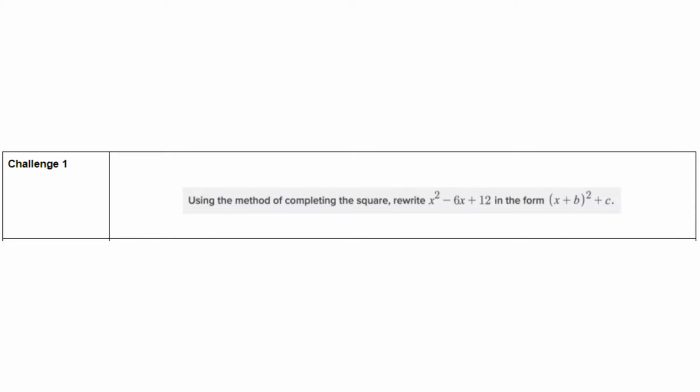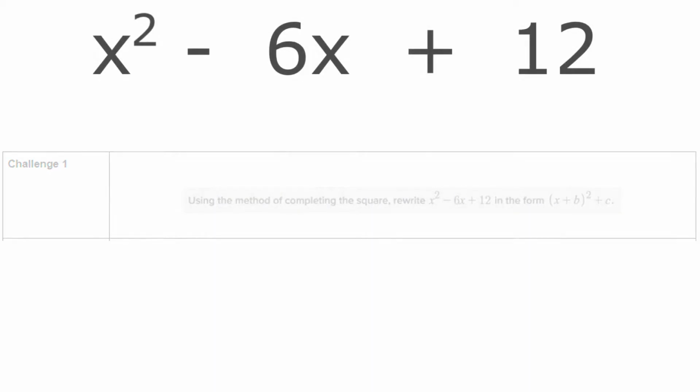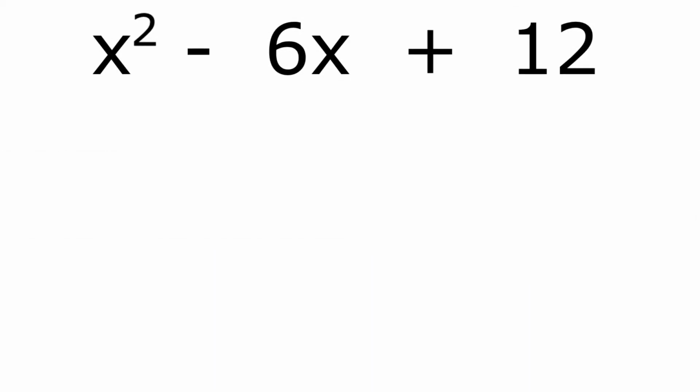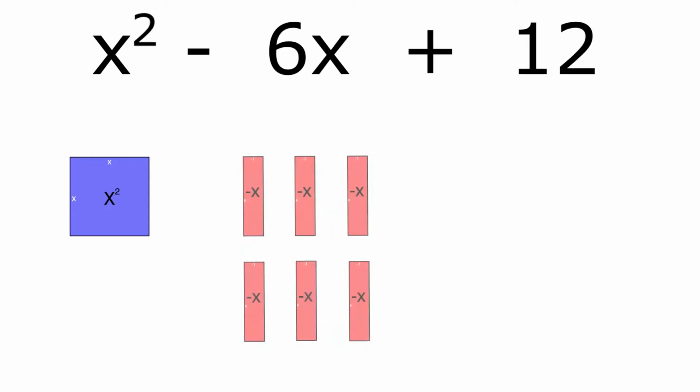Now, something to keep in mind is that the sum of the area of each algebra tile needs to be the same as the quadratic, so that the equation isn't changed. So here I have an x squared tile, 6 negative x tiles, and 12 one tiles.